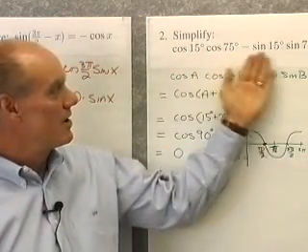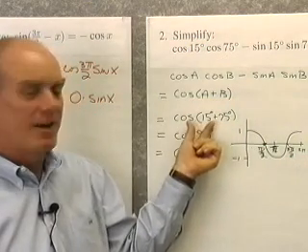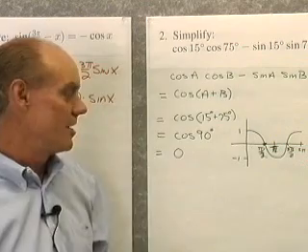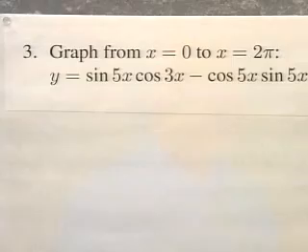So here I have an expanded expression. I rewrite it down as the cosine of a plus b, 15 plus 75 is 90, cosine 90 is 0. Let's look at our next problem, problem number 3, a graphing problem.